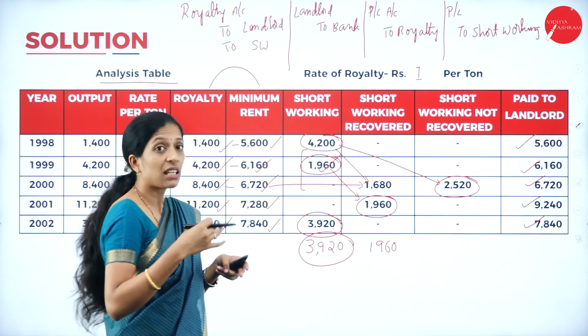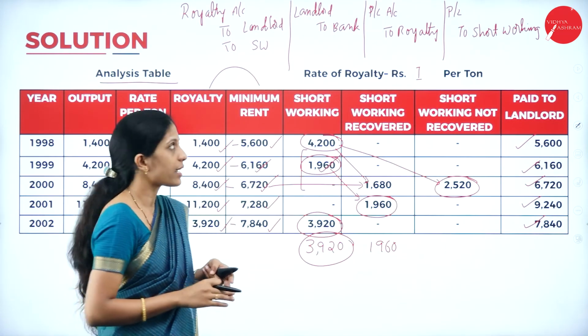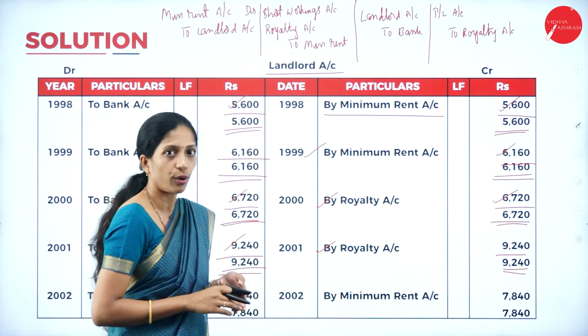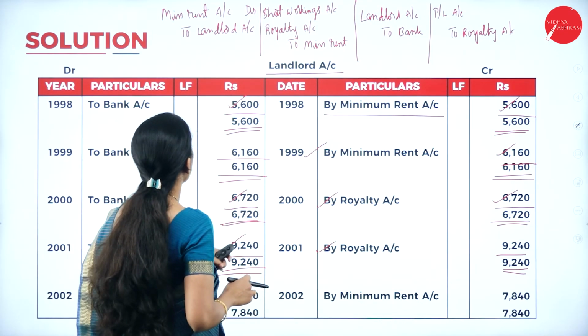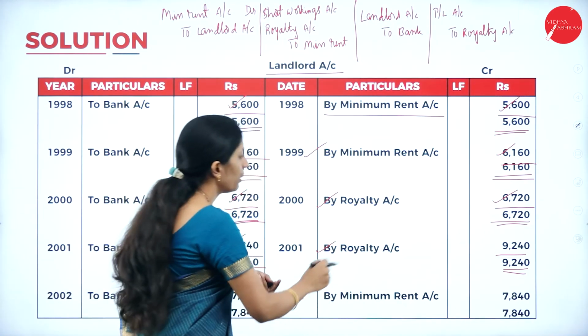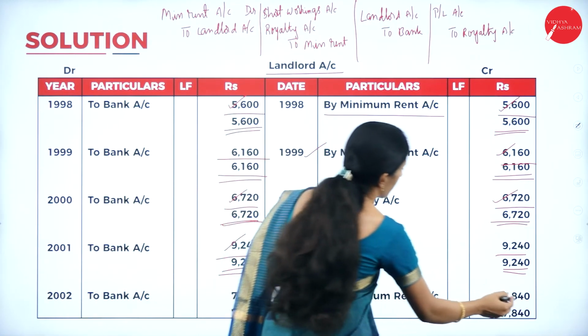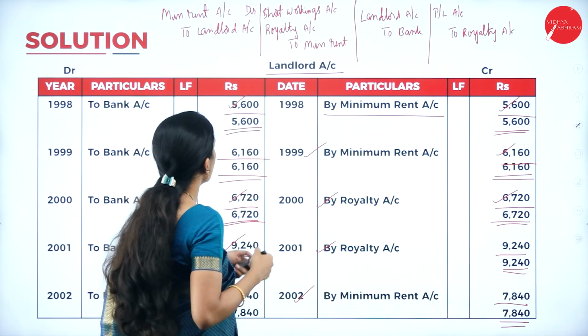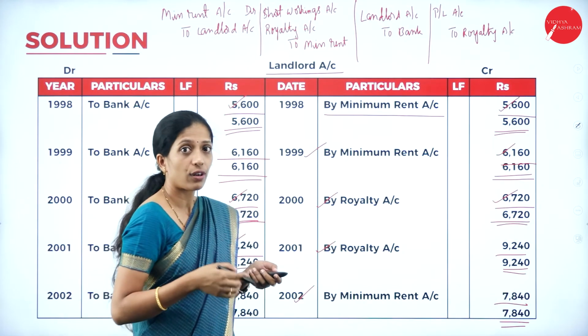Now here minimum rent is greater than royalty. So you have to follow what type of transaction? These transactions you have to follow here. So what is the entry? Minimum rent account debit to landlord. So how do we write in 2002? By minimum rent. How much is the minimum rent? 7,840.